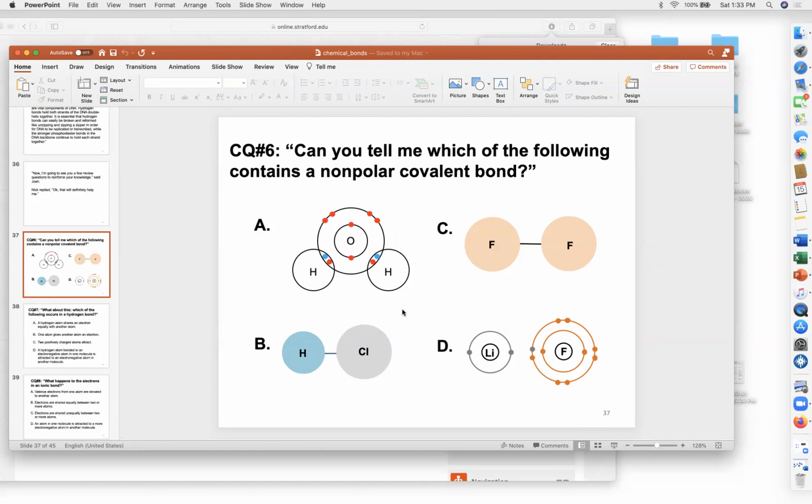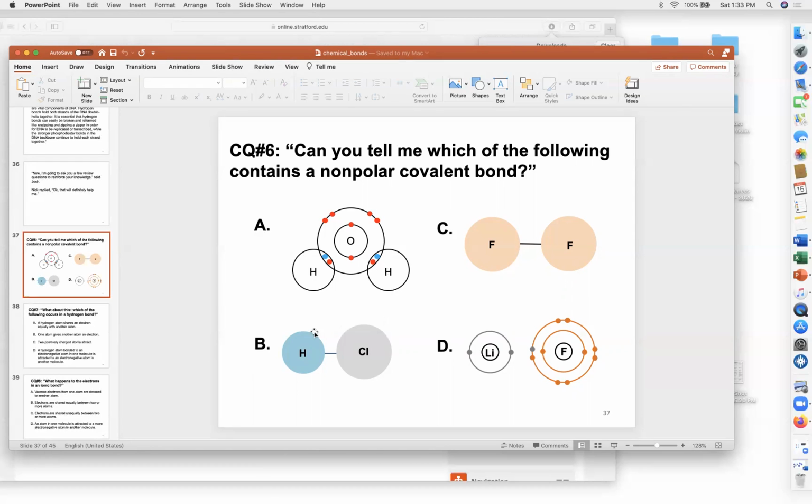So these guys, nonpolar. Nonpolar means no pole, no north pole nor south pole. They're sharing equally. So which one out of these four is equal? C. Which one out of these four is hydrogen bonds? A, because it's water. Which one of these are polar covalent?